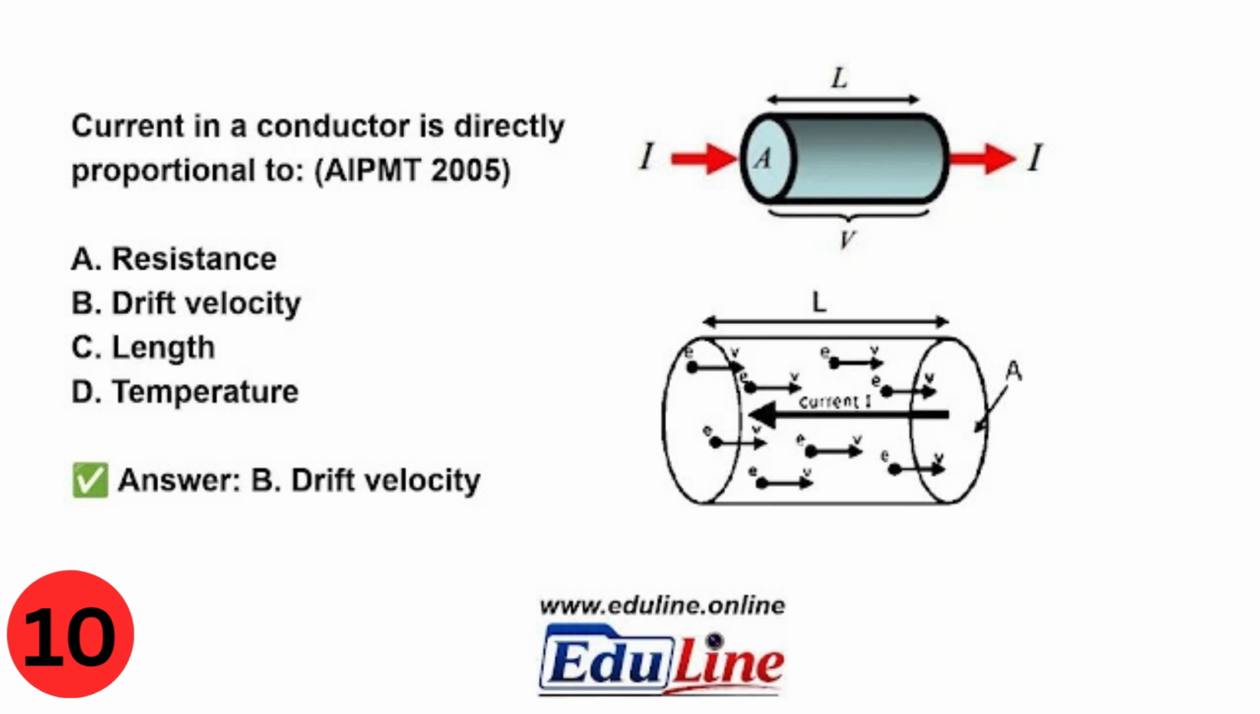Solution. Electric current in a conductor depends on the movement of charge carriers. When the drift velocity of these charge carriers increases, more charge passes through a cross-section in a given time. Therefore, current is directly proportional to drift velocity. Answer. Option B, drift velocity.